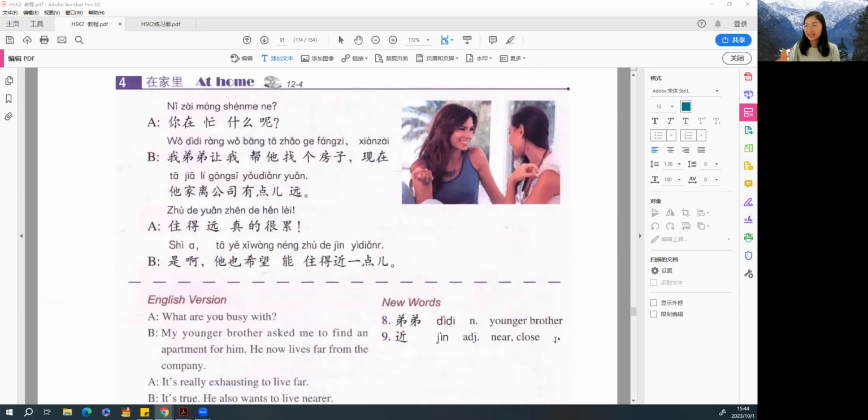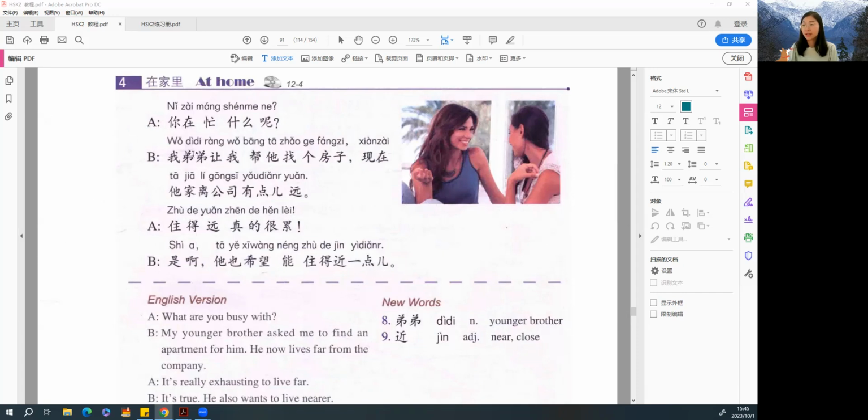And then text number 4, at home. 弟弟 is younger brother, right? Younger brother. 近 is close, near. And then A asked, 你在忙什么呢？我弟弟让我帮他找个房子。现在他家离公司有点远。住得远真的很累。是啊，他也希望能住得近一点。That's so true, right?